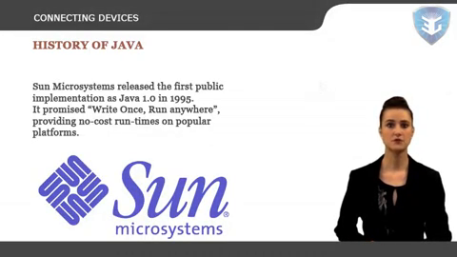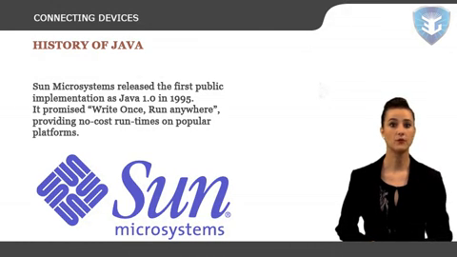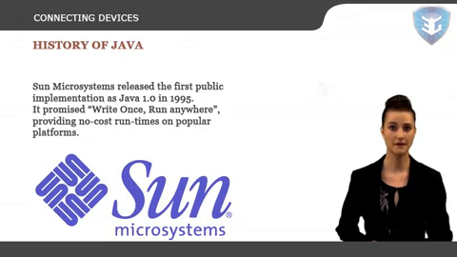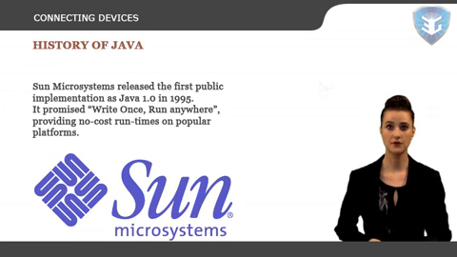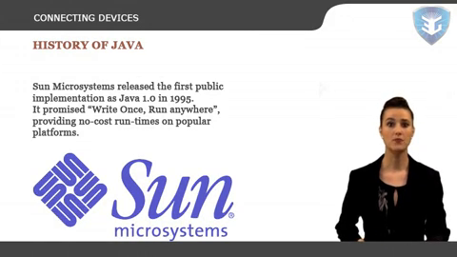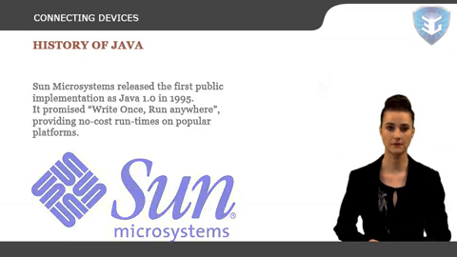Sun Microsystems released the first public implementation as Java 1.0 in 1995. It promised write once, run anywhere, providing no-cost runtimes on popular platforms. Fairly secure and featuring configurable security, it allowed network and file access restrictions. Major web browsers soon incorporated the ability to run Java applets within web pages, and Java quickly became popular.